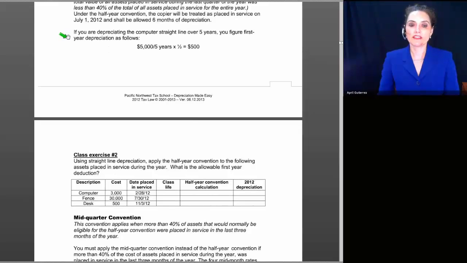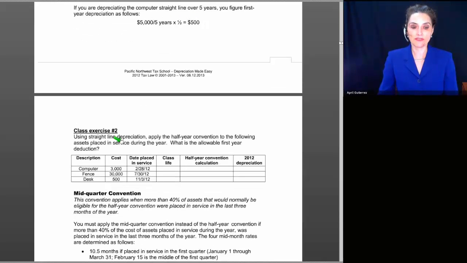If you are depreciating the computer straight line over 5 years, you figure your first year depreciation as follows. You're going to take the $5,000 cost of the computer and divide that by the depreciable life of the computer, 5 years. And then that computer is treated as placed in service in the middle of the year. So you get half a year of depreciation for the first year. So 5,000 divided by 5 would be 1,000. Multiply that by 50% to apply the half-year convention, and you're left with a deduction of $500.